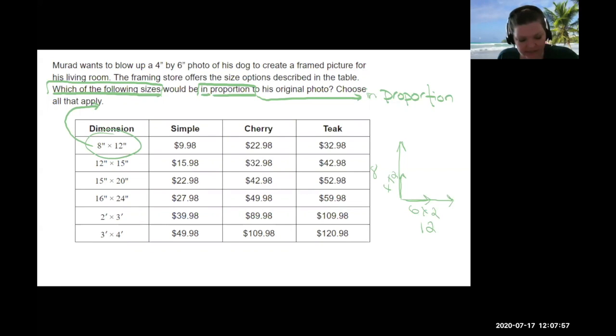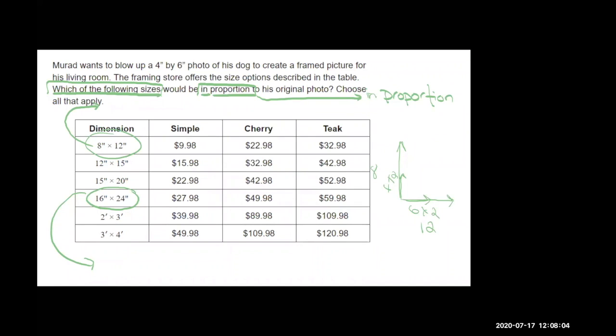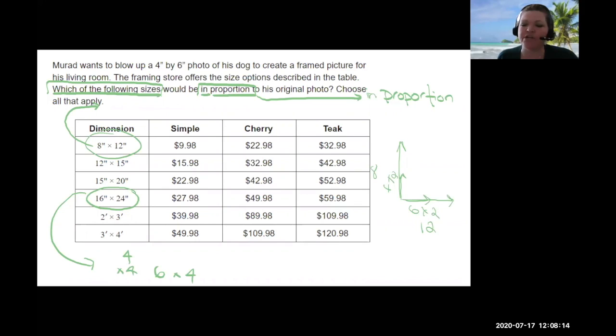Andrea likes 16 times 24. Okay, give me some reasoning. What do you like about 16 times 24? I times 4 by the 4, and 4 times 4 and 6 times 4. Beautiful. It grew by the same ratio, 4 times as tall and 4 times as wide, a 16 by 24. So look at you guys just spotting some that are in proportion just out of the list without even really doing any calculations or anything.